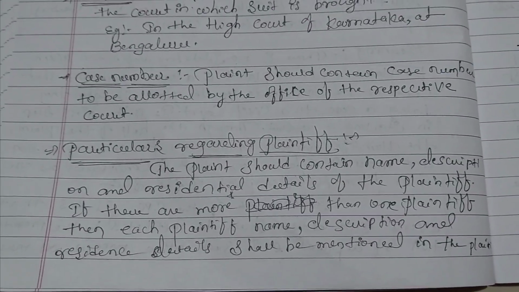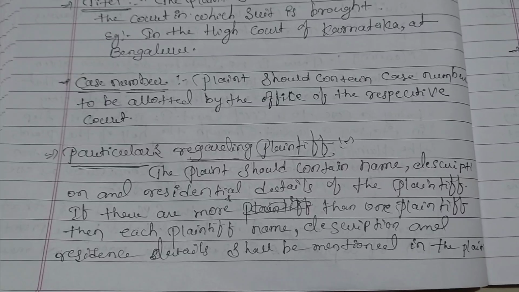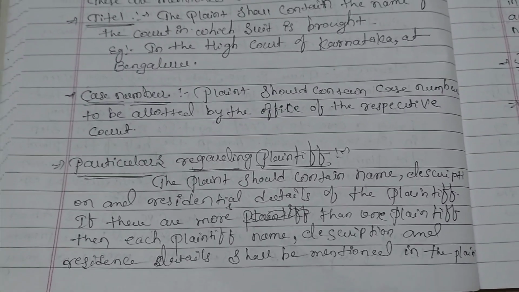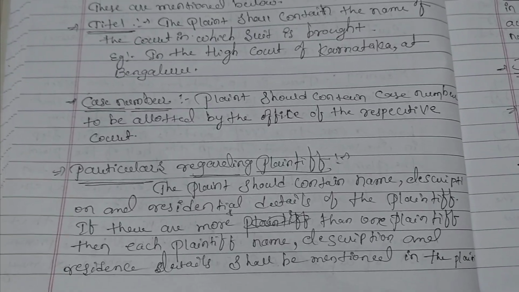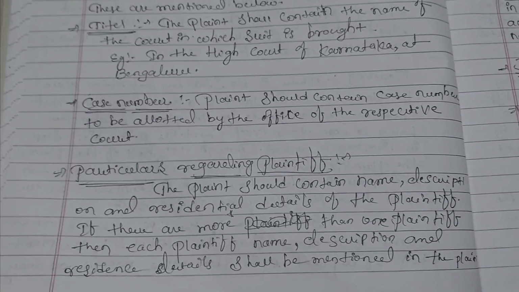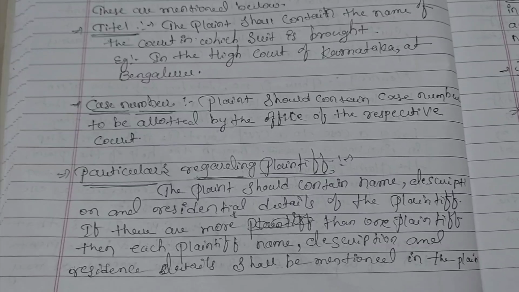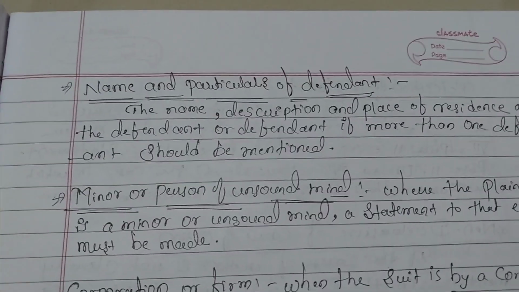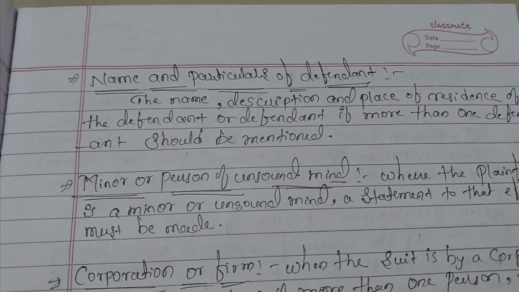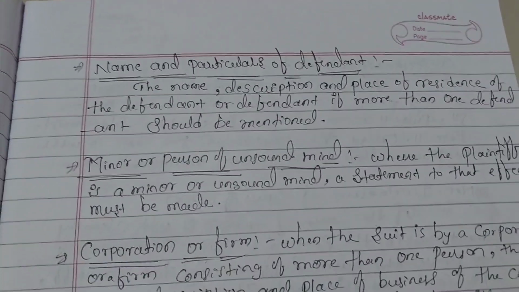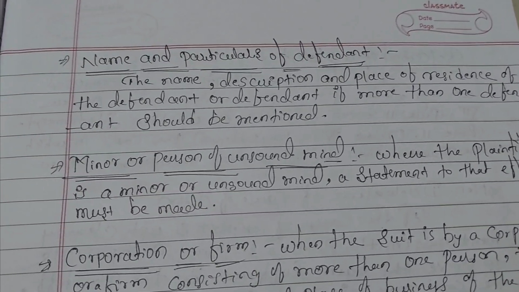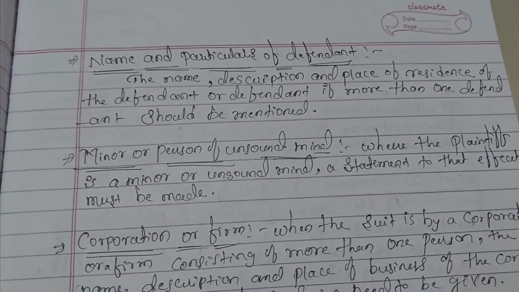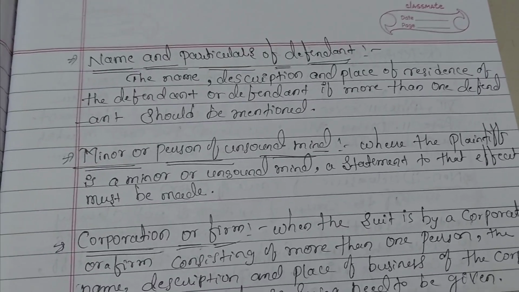Particulars regarding plaintiff. The plaint should contain the name, description and residential details of the plaintiff. If there is more than one plaintiff, then each plaintiff's name, description and residential details shall be mentioned in the plaint. Name and particulars of defendant. The name, description and place of residence of the defendant, and if there is more than one defendant, all should be mentioned.